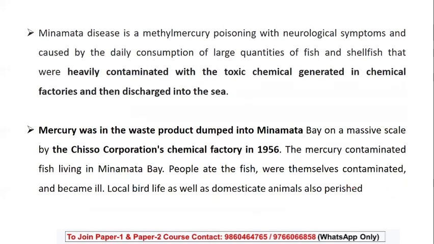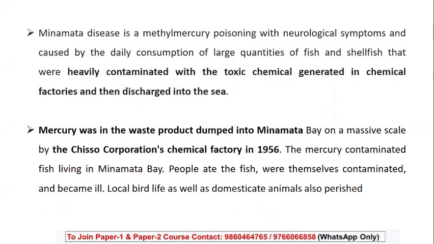Now, one of the common questions seen was the Minamata disaster. That is a methyl mercury poisoning, which is caused by the consumption of large quantities of fish and shellfish that are heavily contaminated with the chemical, which has been discharged from the factories into the sea.